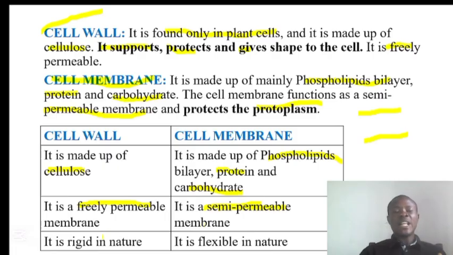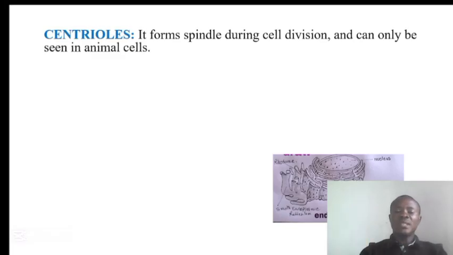And based on whether they are rigid or flexible, the cell wall is rigid in nature, while the cell membrane is flexible in nature. Now let's talk about the organelles and their function. As we said, the organelles are small membrane-bounded structures found within the cytoplasm that perform specific functions.